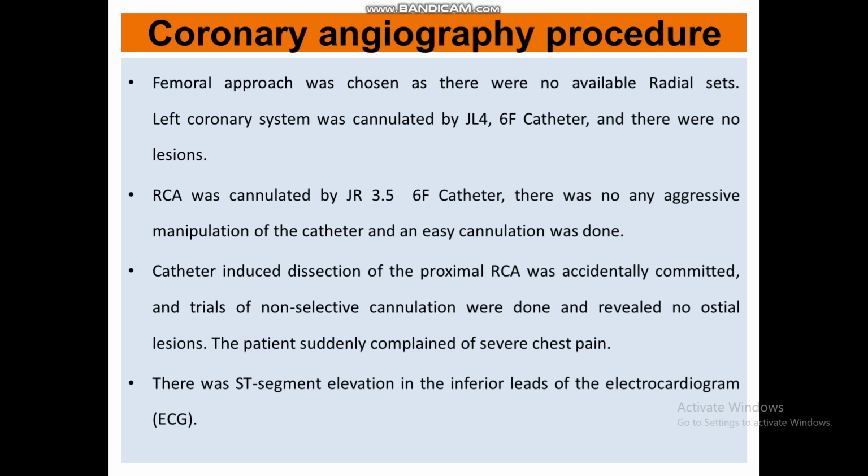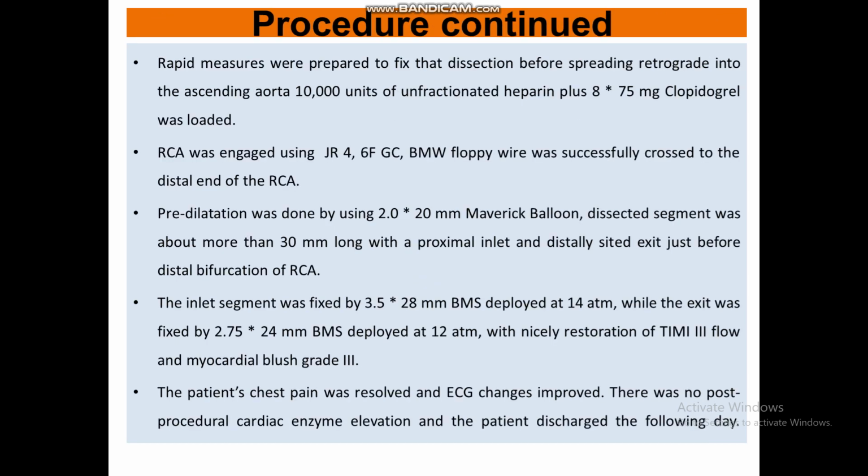The left system revealed a normal coronary artery, and the RCA was cannulated by an Ejector Right 3.5, 6 French catheter, and there was no aggressive manipulation of the catheter, and an easy cannulation was done. But unfortunately, catheter-induced dissection of the proximal RCA was accidentally committed, and the trials of non-selective cannulation revealed no ostial lesions, and the patient suddenly complained of severe chest pain.